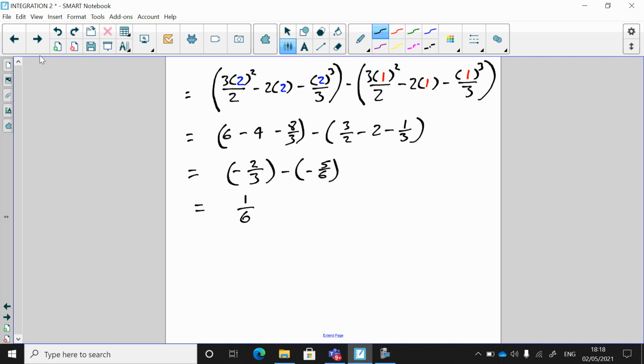Looks like we're getting 1/6. So the good thing is it's a positive answer. So area, like volumes, they should always be positive or 0 at a minimum. And so we've got 1/6. Just leave it like that. So that will do today.